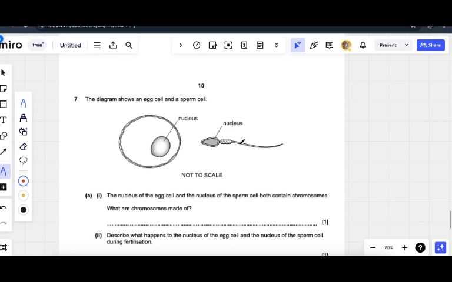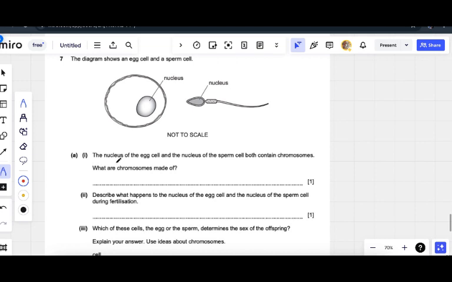This one also we did in biology, for those in grade IGCSE students. So we say the diagram shows an egg cell and a sperm cell. This is an egg cell. This is a sperm cell. It has a nucleus. This is the nucleus of the egg cell, although it's not drawn to scale. Now, the nucleus of the egg cell and the nucleus of the sperm cell both contain chromosomes.